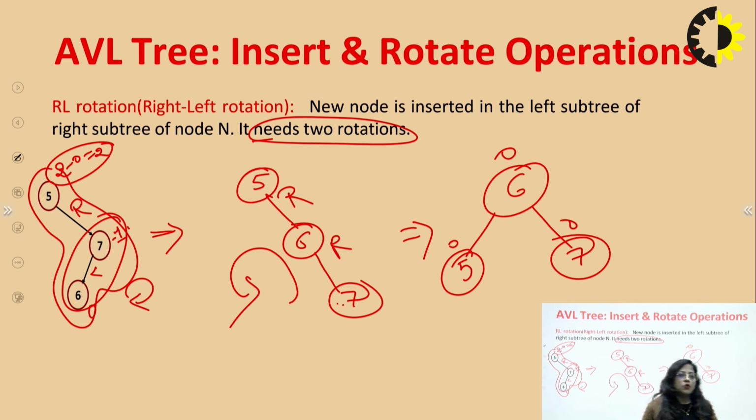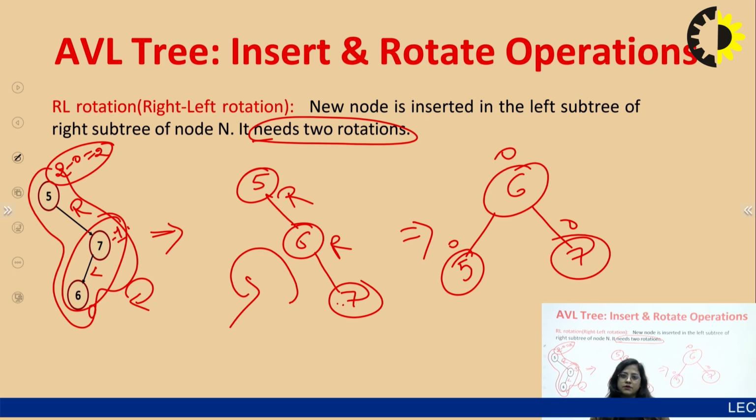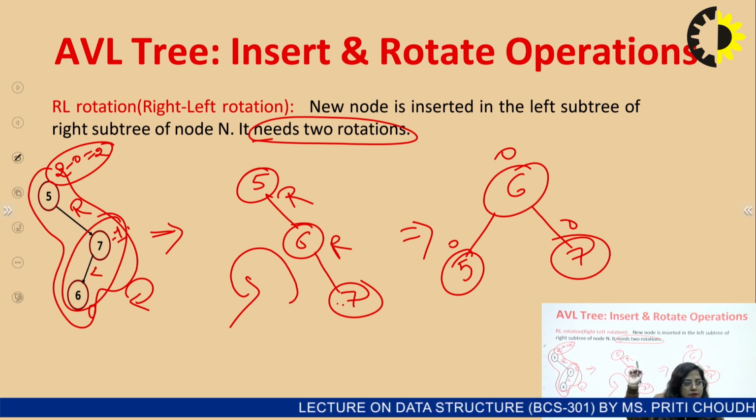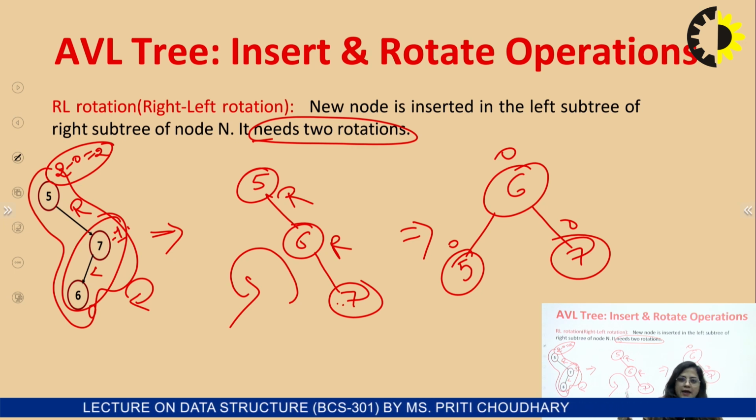For same-type rotations like LL or RR, one rotation is required; for LR or RL rotation, we need two rotations. According to this, if the balance factor value is -2 or +2, it means your tree is unbalanced and needs to be converted into a balanced tree using these 4 rotations: LL, RR, RL or LR. Got it?